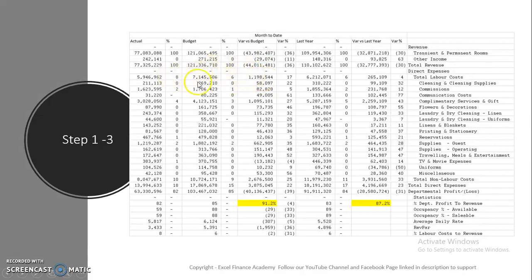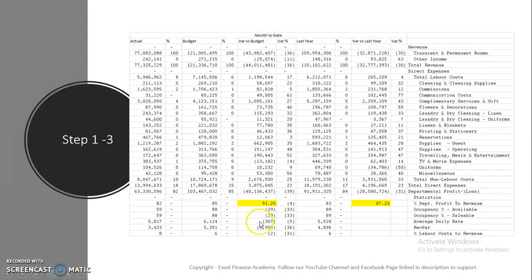Now this one is the variance. Variance is calculated by subtracting actual from the budget. So 7.1 minus 5.9 becomes 1.198. Then the variance percentage is calculated by dividing this variance column by the budget, so 1,198 divided by 7,145 becomes 17%. So this is how it is calculated. Then you have the last year column. Here also you have percentages compared to the total revenue of last year and the variance column. So this was the second step, where we calculate the variances.